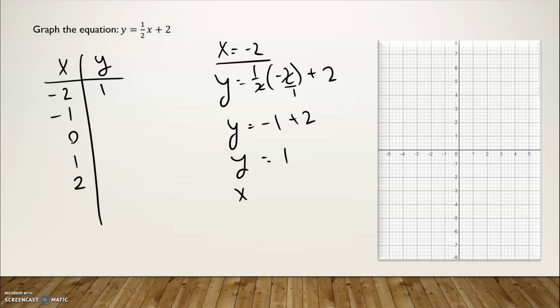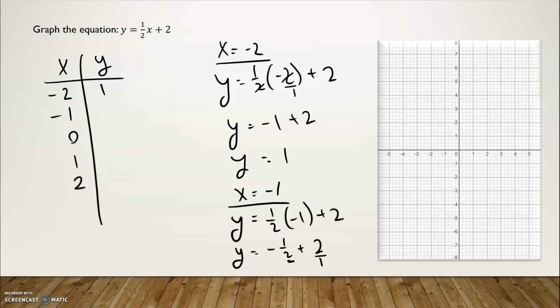And then if we keep going, x equals -1. Y equals 1/2 times -1 plus 2. So y equals -1/2 plus 2. So then I'm going to rewrite 2 over 1. I need to get the denominators the same, so I'll multiply this by 2 over 2. So this will give me y is equal to -1/2 plus 4 over 2. And now they're the same, so I can put them over. And let me come back up here.